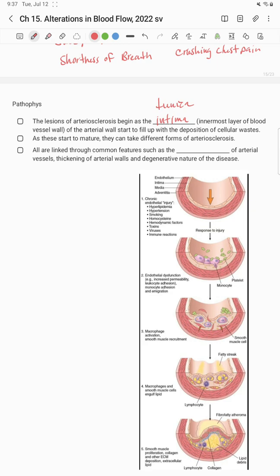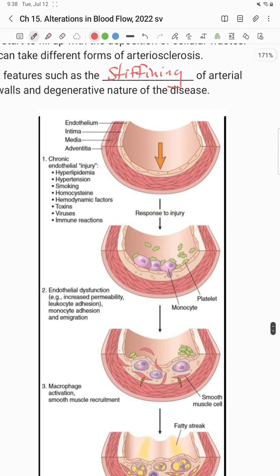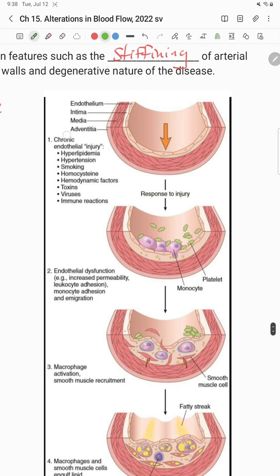Okay, they are linked through common features such as stiffening of the arterial vessels, thickening of the arterial walls, and the degenerative nature of the disease. The artery can also become calcified. So what ends up happening is the tunica intima, which you're seeing as that layer here. The next layer is the tunica media, which is the muscle layer, and then the outermost layer is the tunica adventitia.